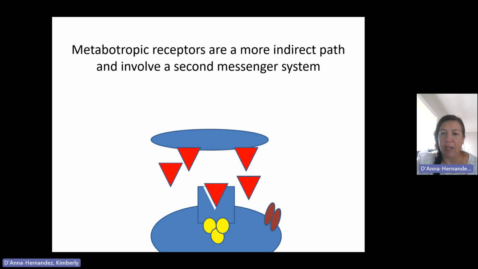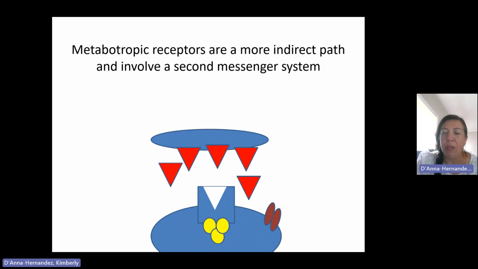It's going to bind in our lock and key model, but you have a trimer of G proteins, which means you have three G proteins at the bottom. One will dissociate, usually the alpha subunit, go over to the ion channel, and then it opens. Because of this, these are usually slower acting than ionotropic receptors, and they usually last longer because you have a change in those intracellular processes that occur.